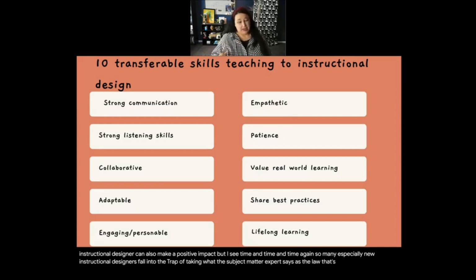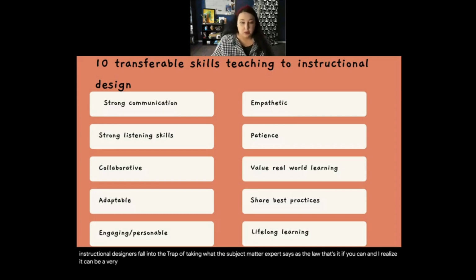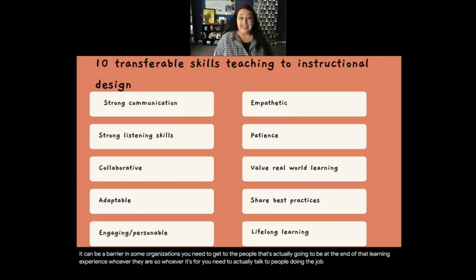That's it. If you can, and I realize that it can be a barrier in some organizations, you need to get to the people that are actually going to be at the end of that learning experience, whoever they are. So whoever it's for, you need to actually talk to people doing the job. You need to actually get a sense for what it is that they do.